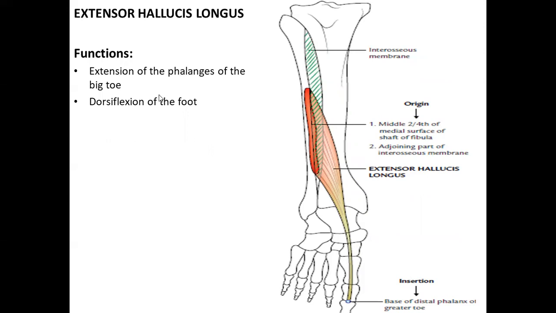Then we have another muscle, the extensor hallucis longus. The extensor hallucis longus muscle arises from the middle 2/4 of the medial surface of the shaft of the fibula. We divide the shaft of the fibula into 4 parts, the middle 2/4, okay? So the middle 2/4 of the medial surface of the shaft of the fibula and the adjacent part of the interosseous membrane. It goes and is inserted into the base of the distal phalanx of the great toe, because it is hallucis longus, okay? So it will go to the great toe.